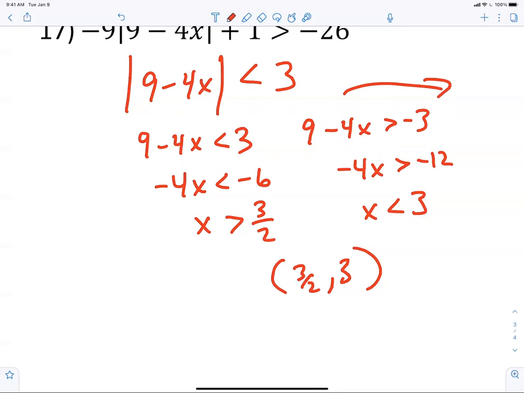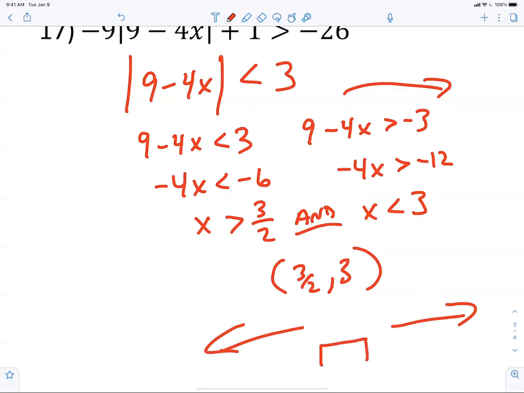Why would it be an and statement? I said and. Who said that? Brennan said, oh, or. Okay, all right. Why is it and? Because you're greater than 3/2 and less than 3. Or statements are going in this direction, and and statements are going towards each other.